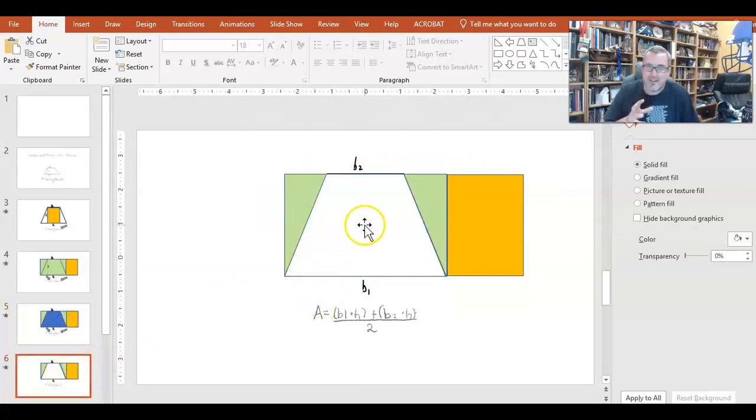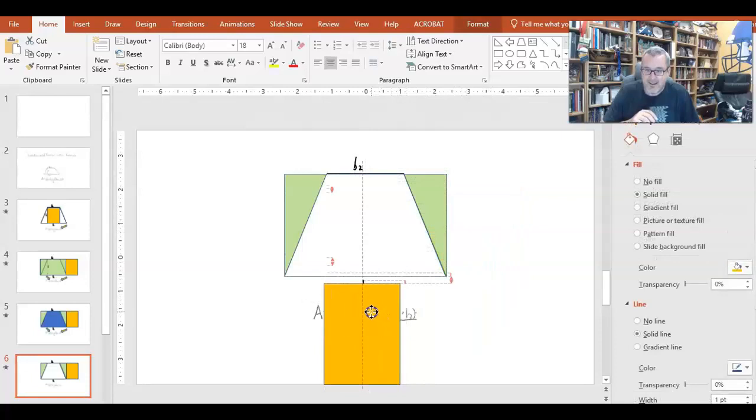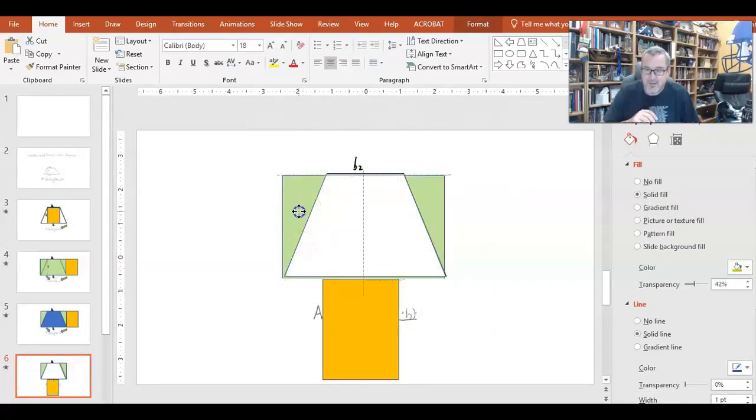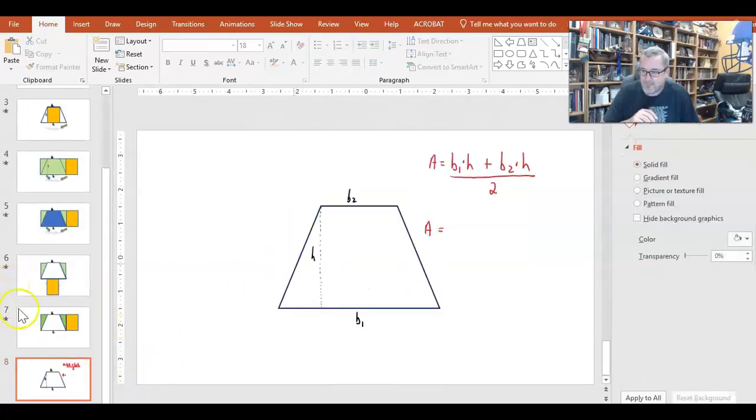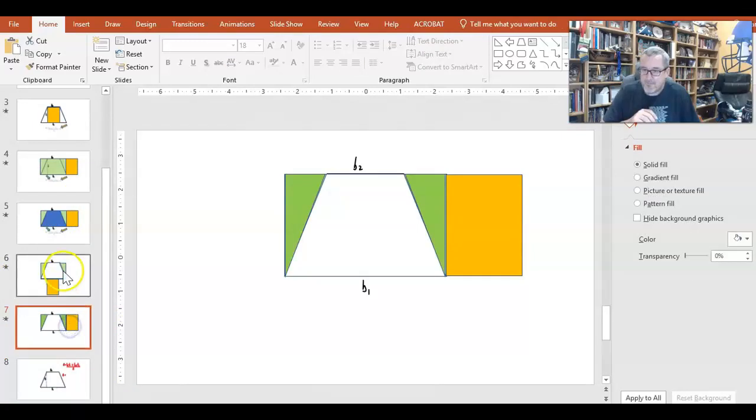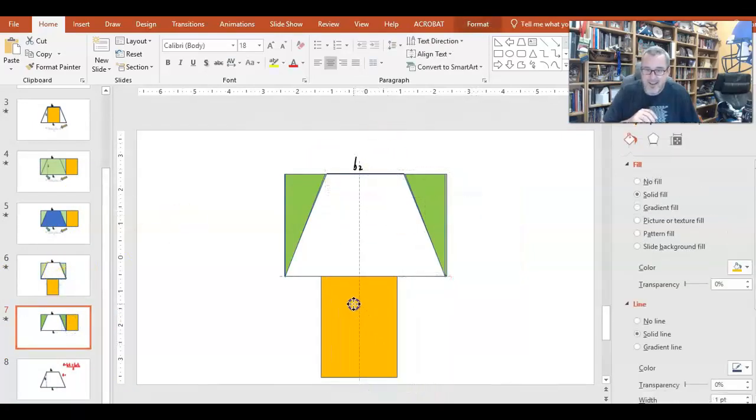Now, just to kind of make it more clear, I took the blue trapezoid out just to make some white space. And now I'm going to show you that with the remaining this and this, we can make another trapezoid. Actually, I did it here, I think. Let's see. All right, so with the remaining, we can make another one of those trapezoids.